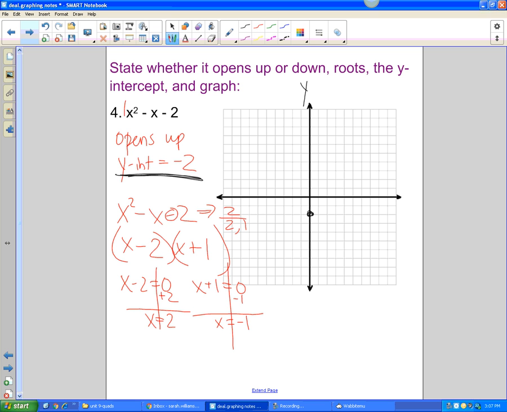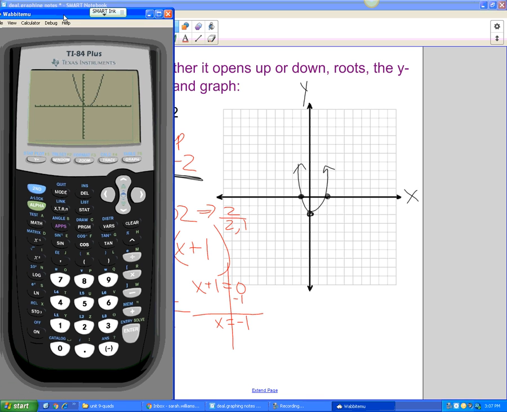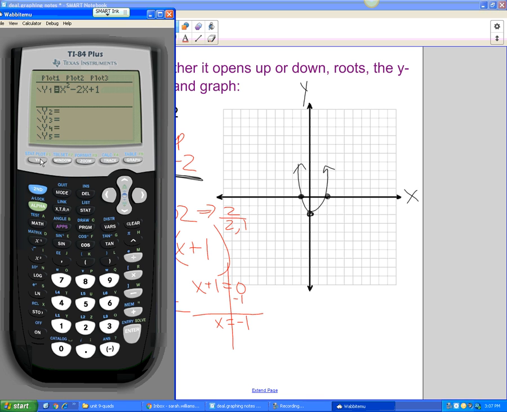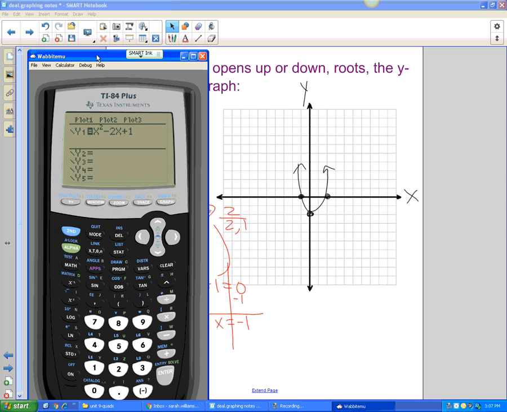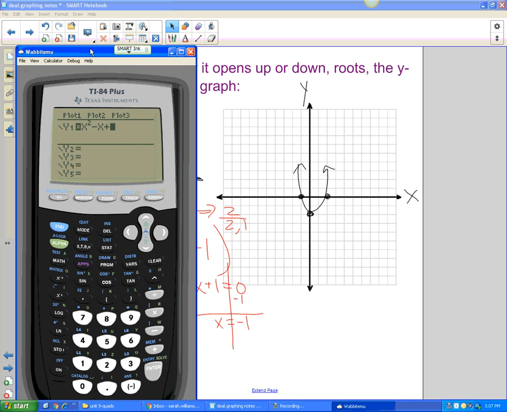And then we'll put 2 on the x and negative 1 on the x. All right, let's check it in the calculator. Always a good place to help you out. Let's see. X squared minus x minus 2. All right, hit graph. Yep, and that looks like what we got, so we're correct.